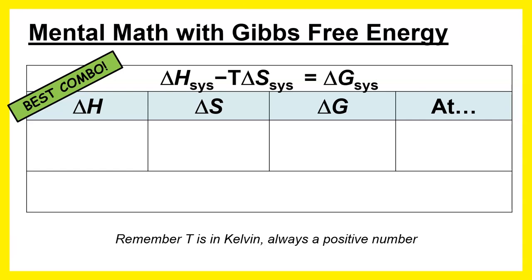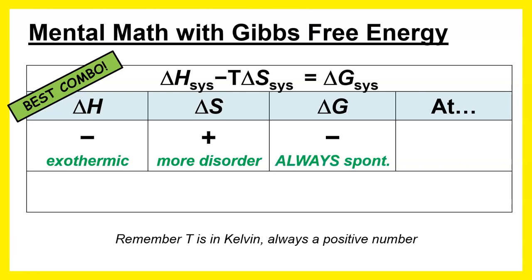The best combination, the most favorable that we can have, would be if we had an exothermic reaction and an increase in entropy. So negative delta H and a positive delta S. That will always result in a negative delta G at any temperature. It doesn't matter what temperature you have.